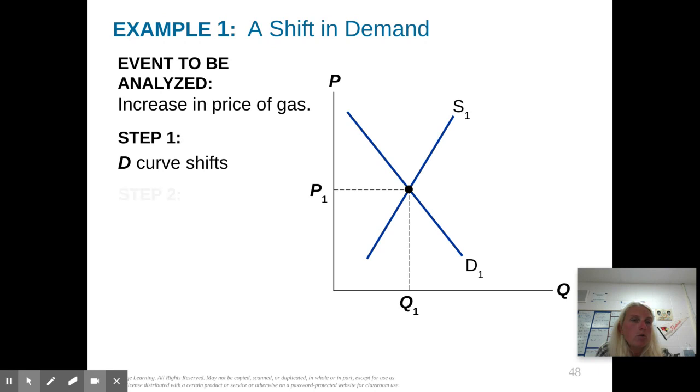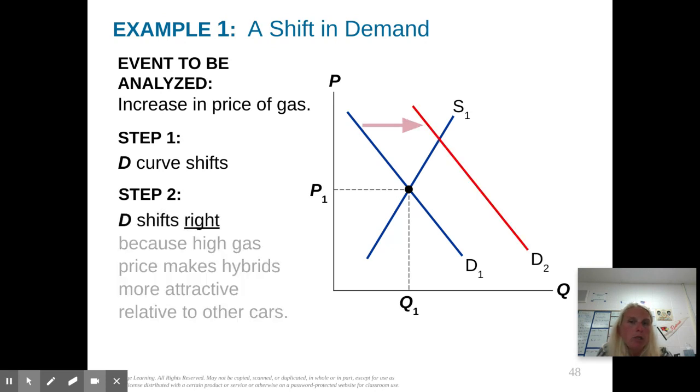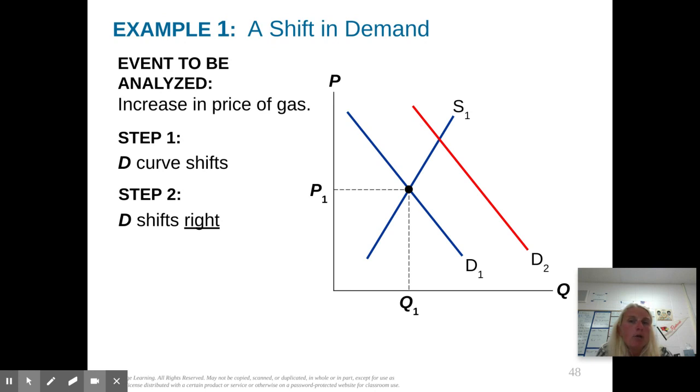All right. So step 2, now we decide which way it shifts. Now that we know it's the demand that's going to shift, does it shift to the right? Does it increase? Or does it go down? So use your common sense here. If people see that the price of gas is high, what will happen to the demand for a hybrid car which uses low gas? People are going to want more of those, so the demand will increase or shift to the right. Now you have step 3, draw the new market equilibrium and see what happens to the price and the quantity of hybrid cars.